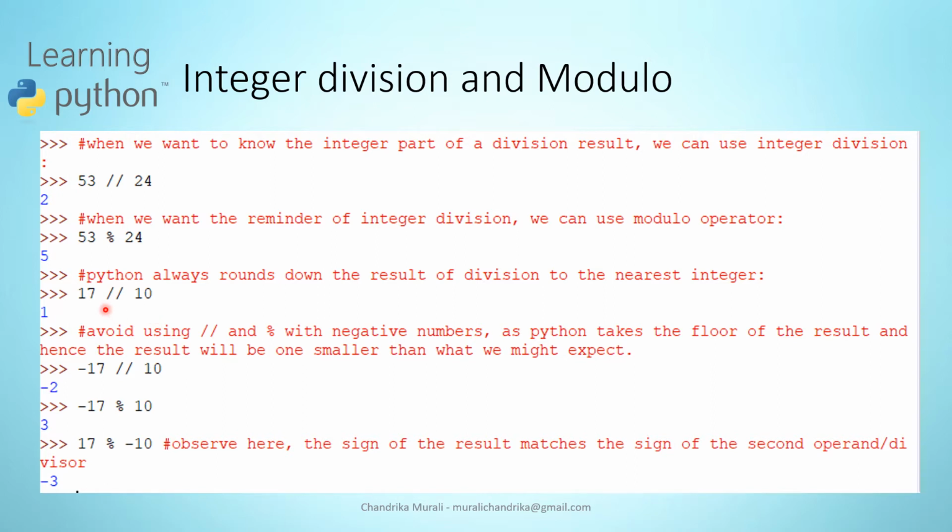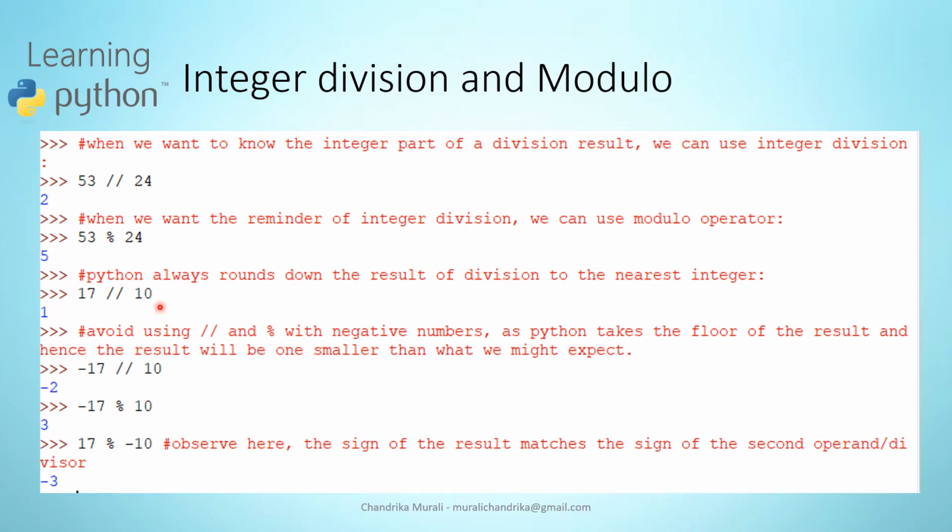As you can see here also, 17 divided by 10 means 1.7 it will be. But still it rounds down to the nearest previous integer, not the next integer. It always rounds down to its floor, or the previous integer.